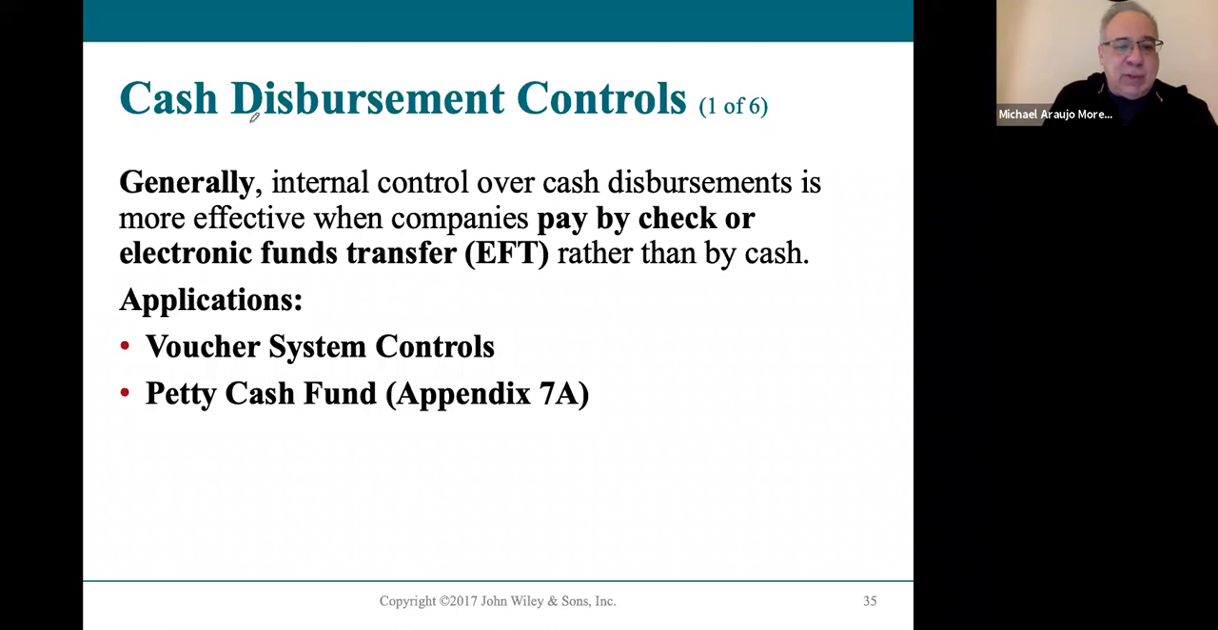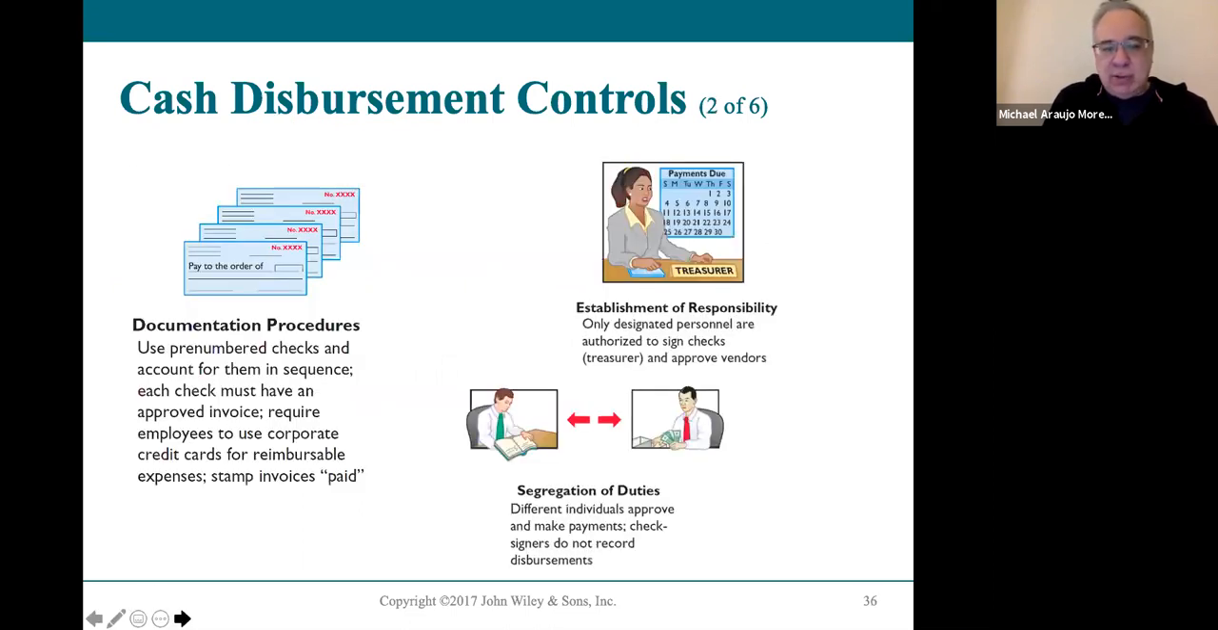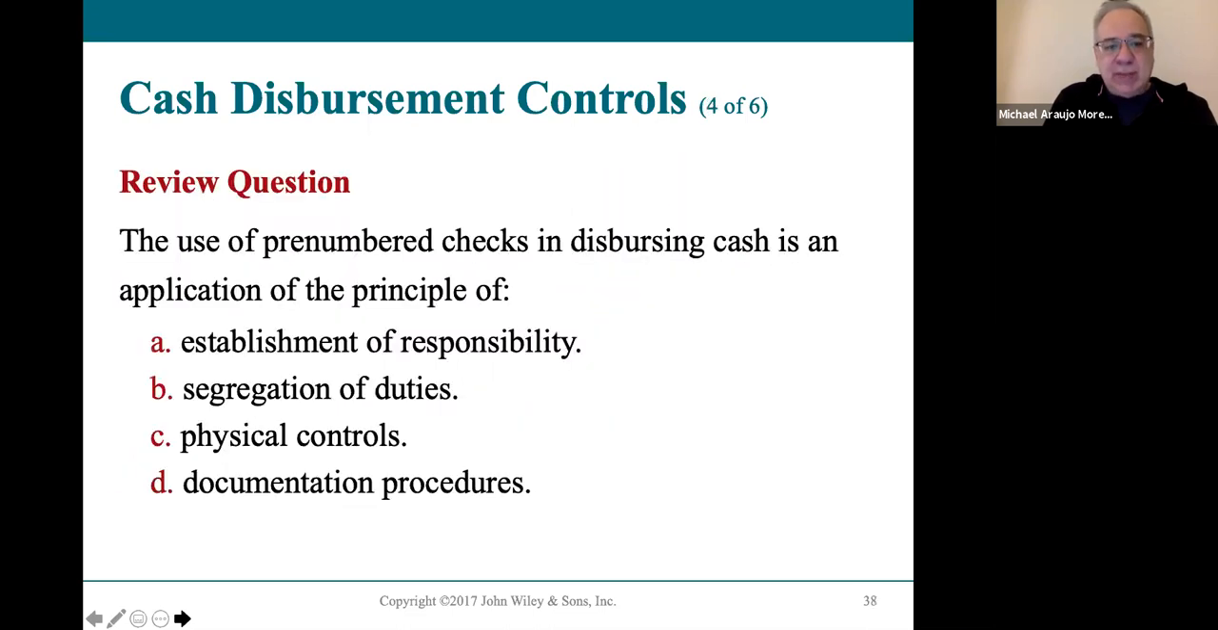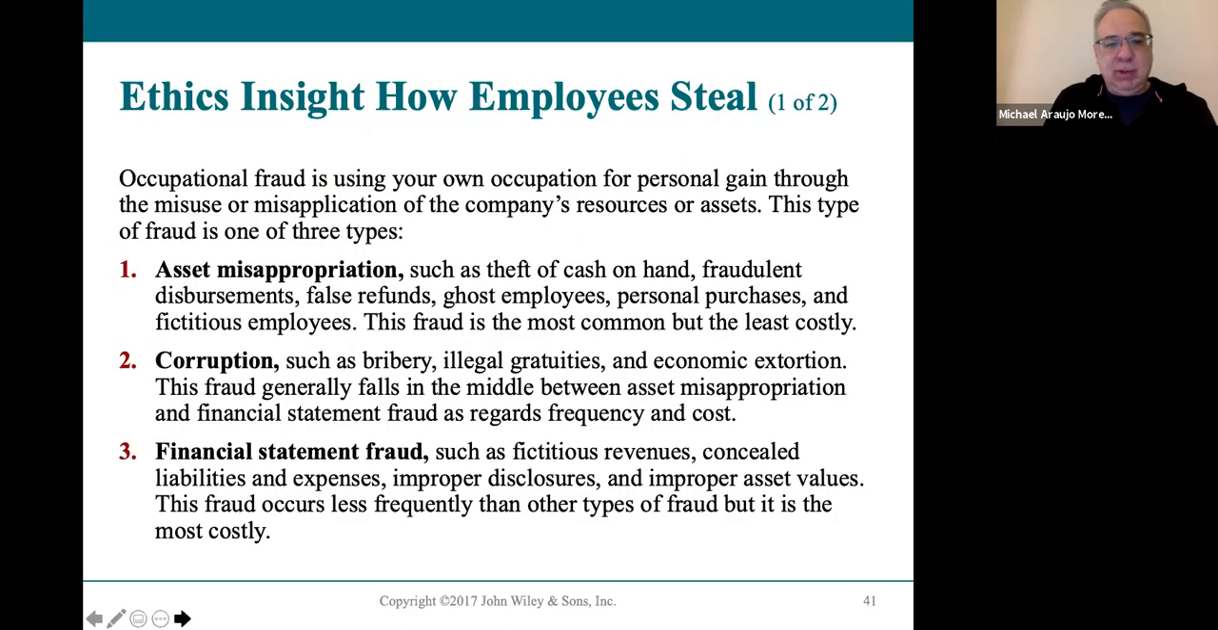Same thing for disbursements, when cash is going out. You have a lot more control when you pay by check or use an online banking type of electronic funds transfer, because records are created automatically. You can also use vouchers. That's what this particular part looks at.